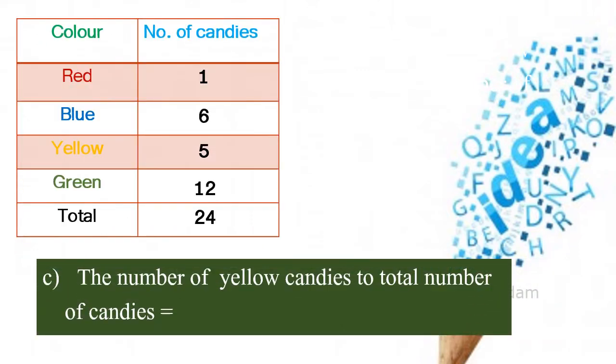Next one, again table. Now the number of yellow candies to the total number of candies. Okay. Now yellow candies, how many yellow candies are there? Yes, 5. And total 24. Therefore their ratio will be, now order is important. First one is yellow, therefore 5 upon 24. This is the ratio. Okay.